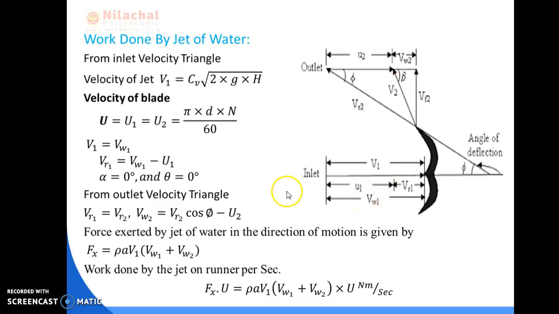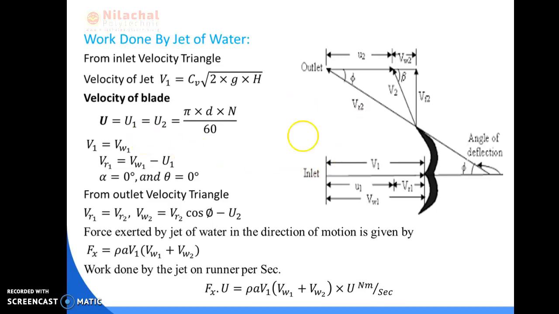Now we have to study some points. V1 is equal to Cv into root of 2gh. Already you have studied this in fluid mechanics: velocity will be equal to coefficient of velocity into the velocity at outlet. So Cv into root of 2gh, where h is known as the net head. Net head means the actual energy of water relative to the weight of water, that is, the head of water entering from the nozzle to the blade unit.